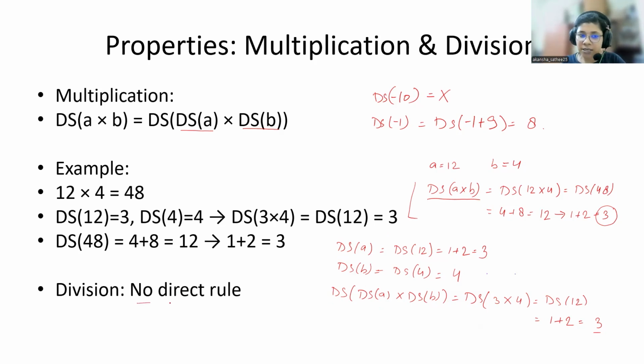One more thing, there is no direct rule to compute the digit sum for division of two numbers. So there is no rule for the digit sum of A divided by B. You can do addition, subtraction and multiplication, but we don't know how to do division. So given A and B, you have to divide them first, and only then compute the digit sum.